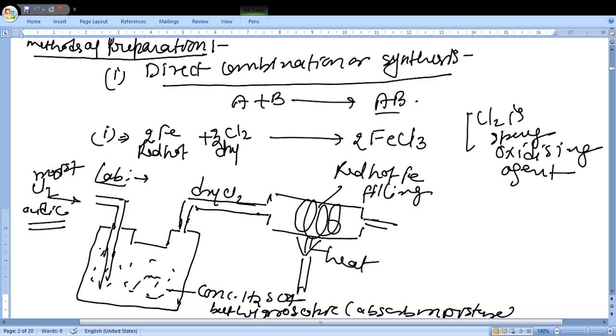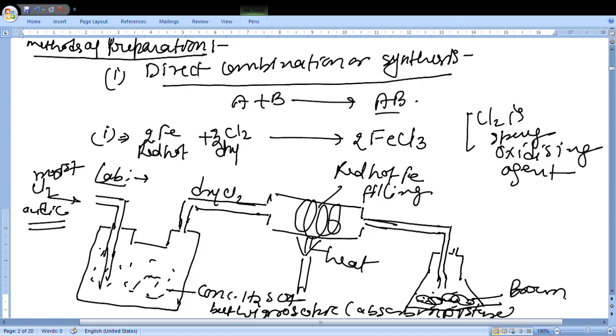And when chlorine gas is passed through red hot Fe, vapors of FeCl3 are formed. Isn't it? What will be formed? Vapors of FeCl3 will be formed, which will be collected in the conical flask as a brown scale. Yellowish brown scale it is actually. In the brown form they will be collected.